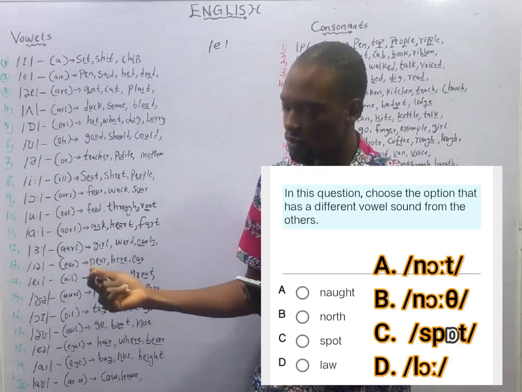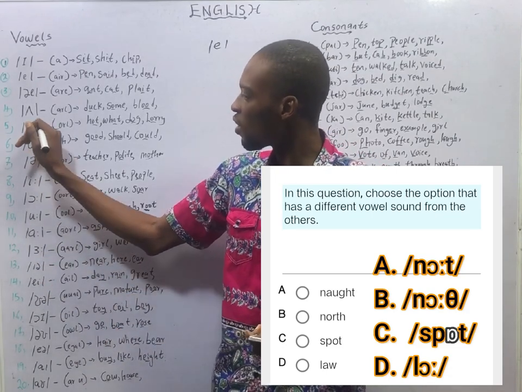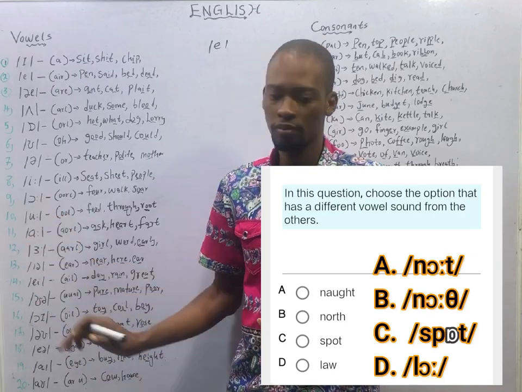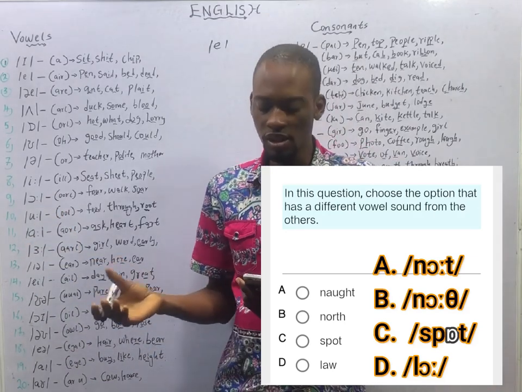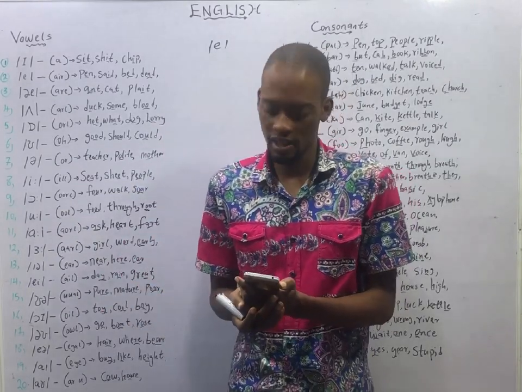Obviously, spot is the correct option. It is the only one having this short O sound, while the other three possess the long O sound. That makes option C correct, right? Yeah. The next, we are given "naked".